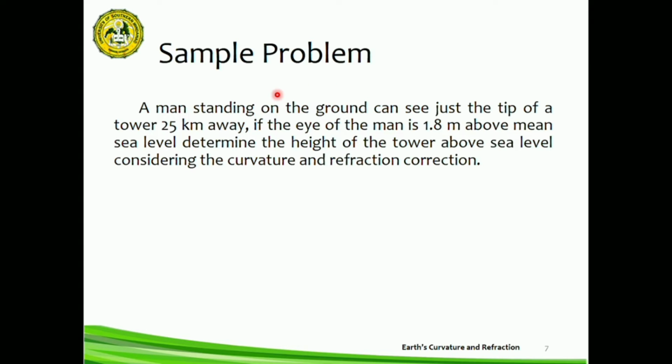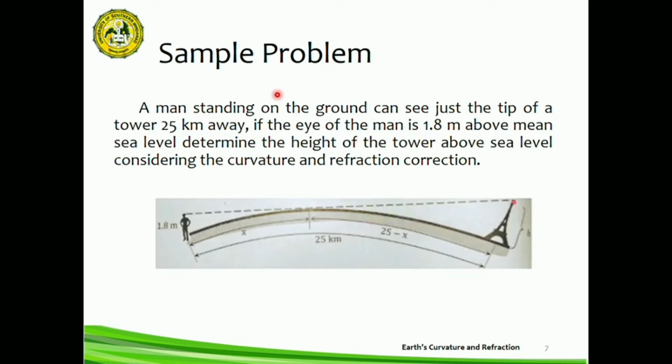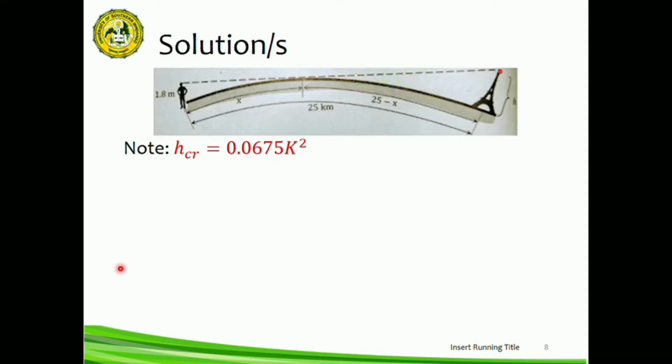So, I have here a sample problem. A man standing on the ground can see just the tip of the tower 25 kilometers away. If the eye of the man is 1.8 meter above mean sea level, determine the height of the tower above sea level considering the curvature and refraction correction. So this is the figure. For our solution, we have this figure.